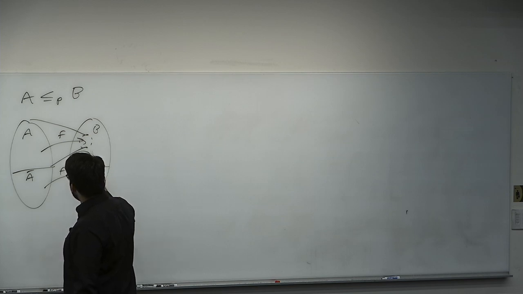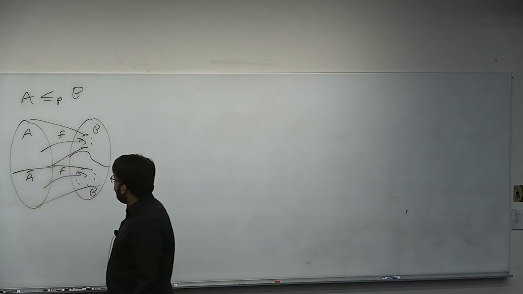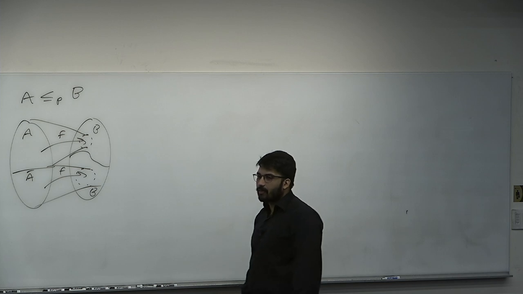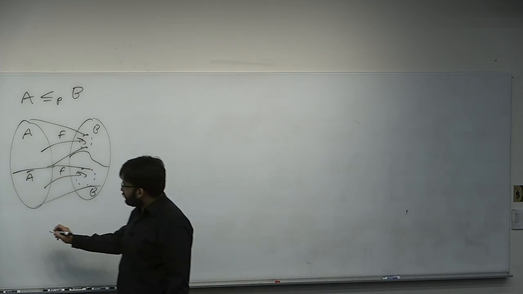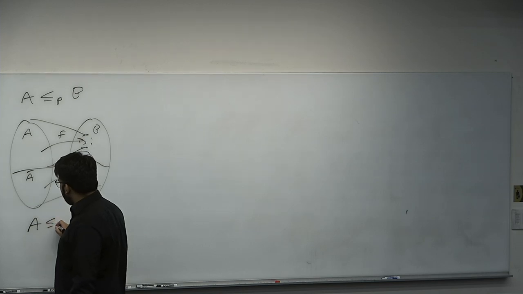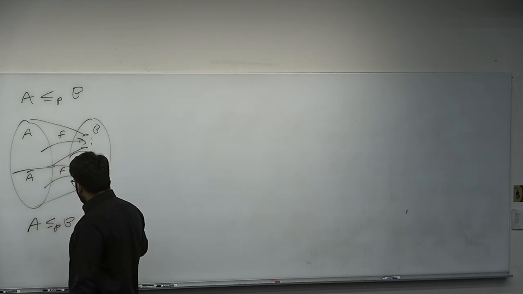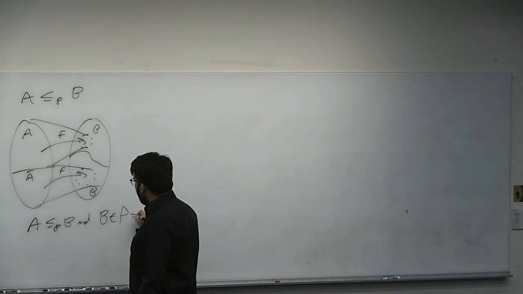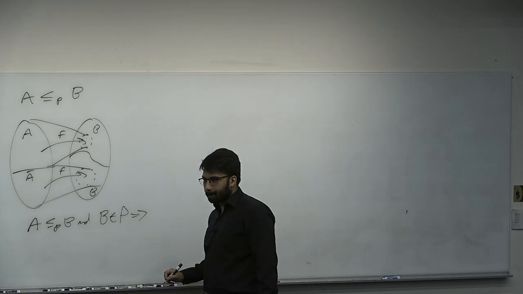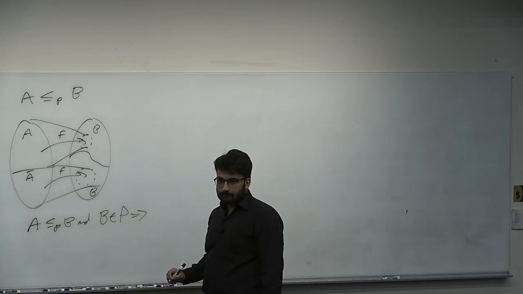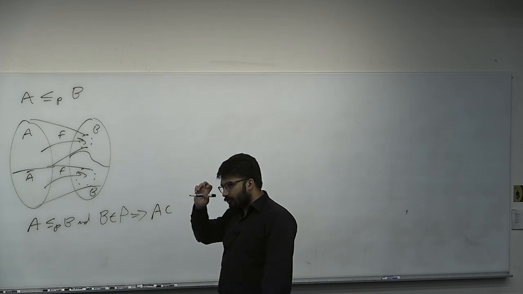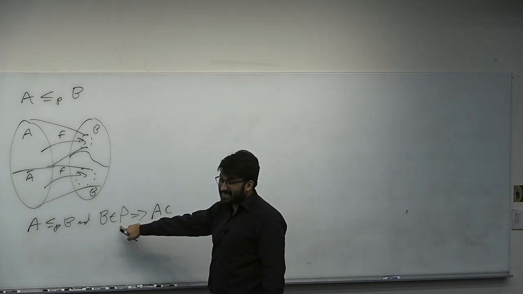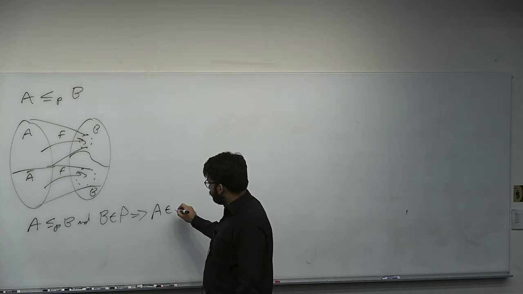It need not be bijective or surjective or anything like this, but everything good has to map to something good and everything bad has to map to something bad. The reason we care about this is if A is polynomial time reducible to B and B is in P, what should that imply? A is in P. Yeah. If B is harder than A, and B is easy, that means A is easy.